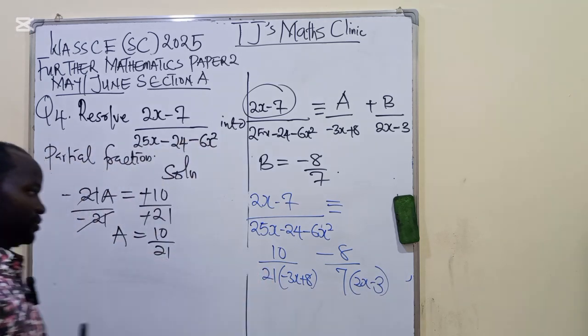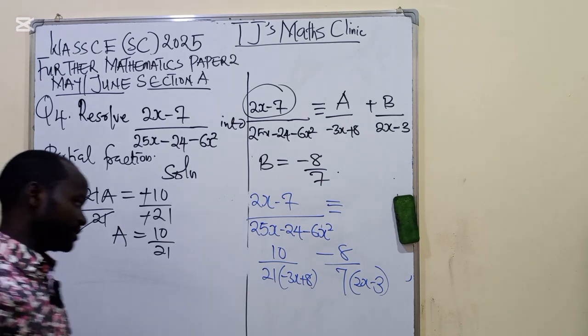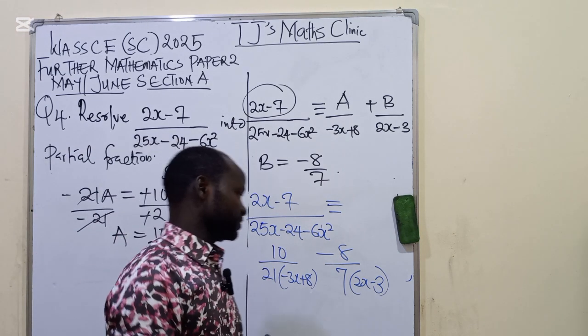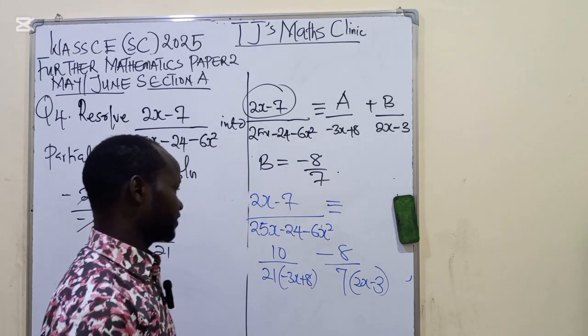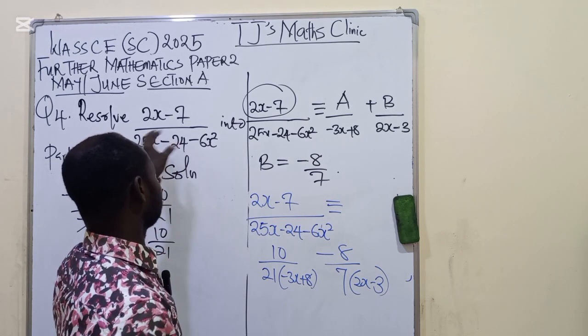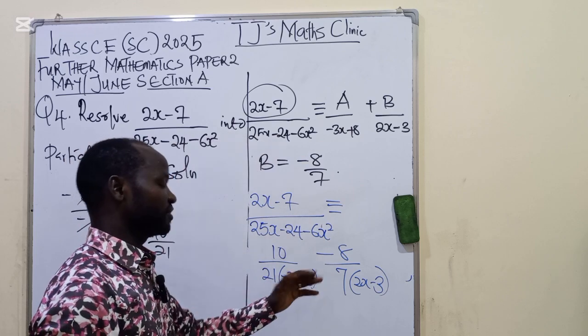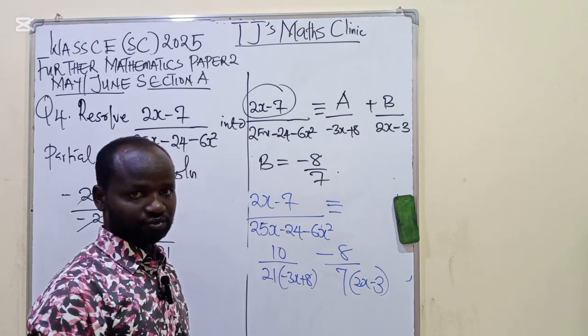So this will be the solution now: 10 divided by 21 into minus 3x plus 8, minus 8 divided by 7 into 2x minus 3. So this will be the partial fraction of this compound fraction when we split it into partial fractions. So this is the solution to this question.